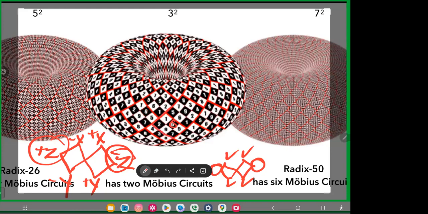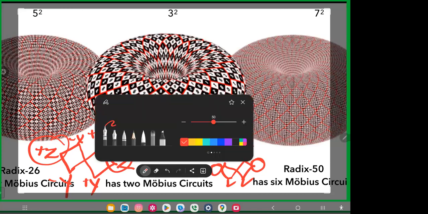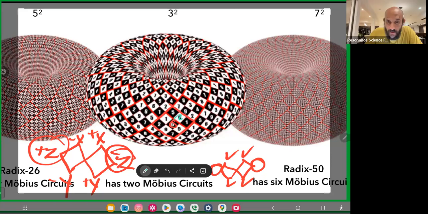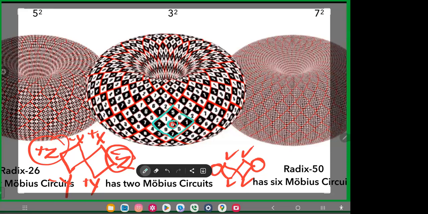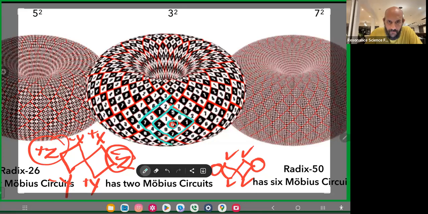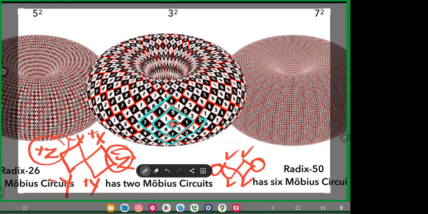If you add up the numbers around that 6, here, I'll use another color, it will always equal 9. And 9 plus the number in the center will always equal the number in the center.